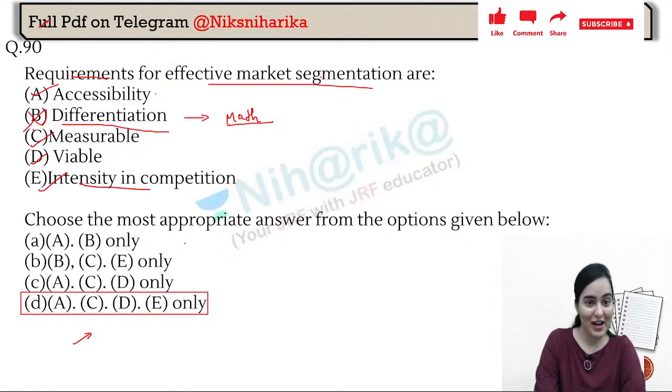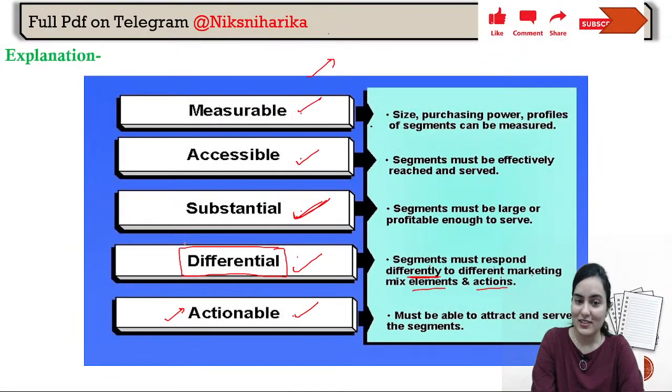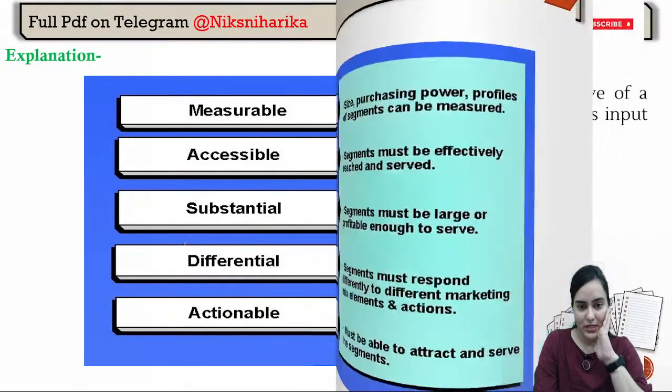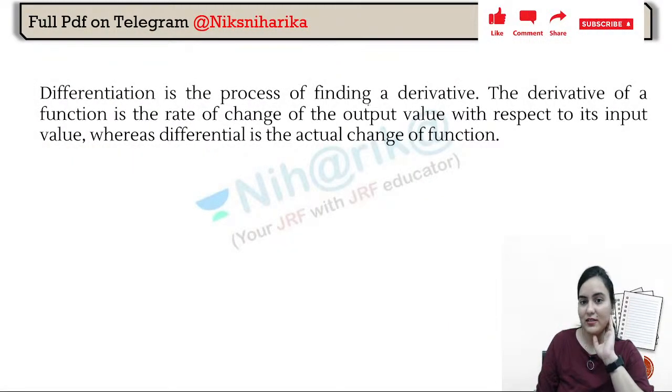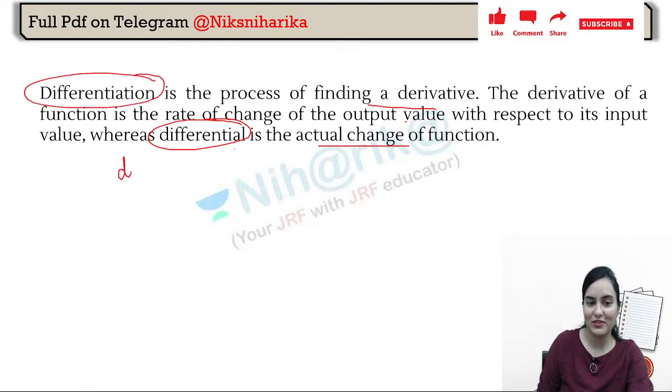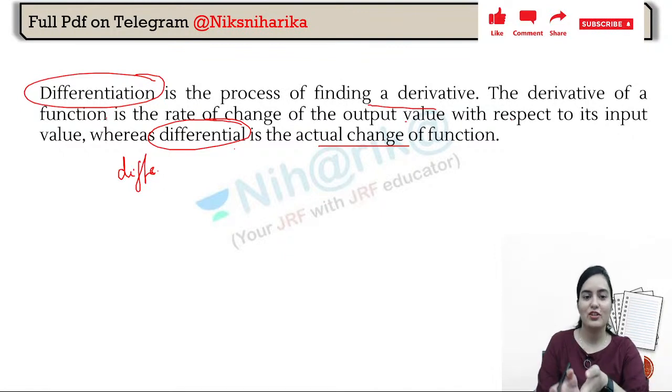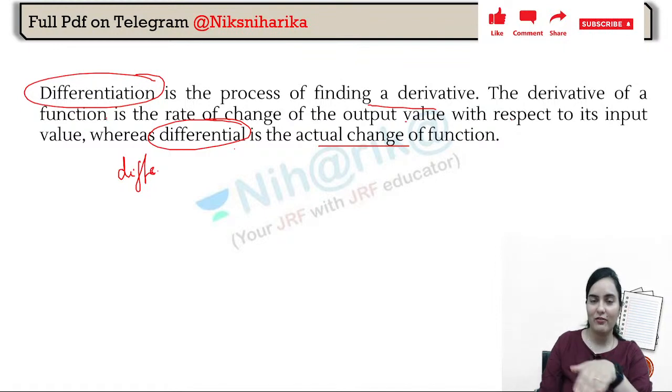Kiran is saying, "Oh my God, even after reading, I didn't realize." There it was differential, which means something different, and that one was differentiation. Now, let me tell you what differentiation is. It is a process of finding a derivative, like the derivative of a function or the rate of change of the output value with respect to its input value, whereas differential is the actual change of function. Both are different things. So basically, differential is different from differentiation. Please say it along with me: differential is different from differentiation, and every problem will be solved.